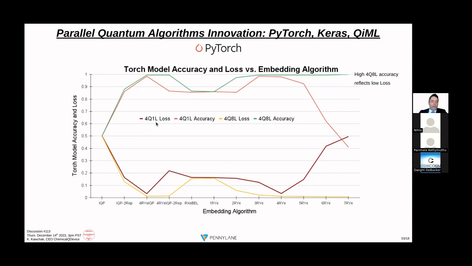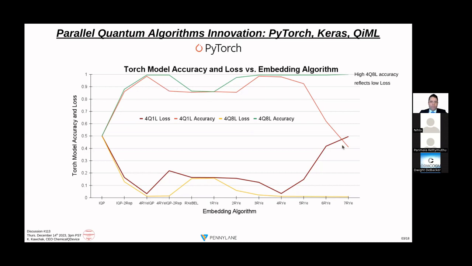So this 4Q1L is a 4 qubit circuit with 1 layer, meaning it's a regular circuit, and it's represented by this burgundy. You can see the loss was a little bit higher than the other model. It's not always the case that a low loss means high accuracy, but oftentimes it is like that, and you see it pretty well traces itself with its corresponding accuracy, which is in red.